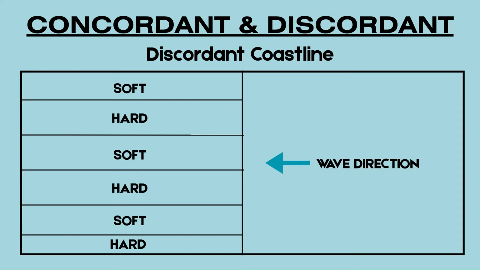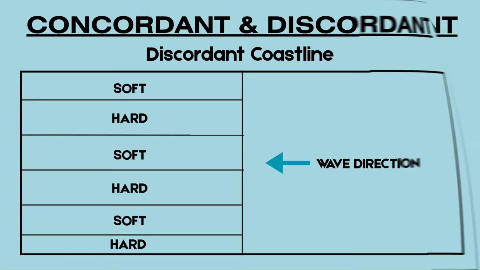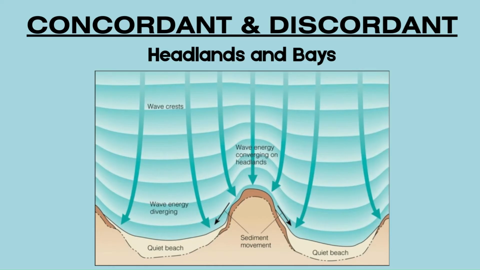Discordant coastlines are where different types of rock run perpendicular to the shore. This means layers of hard and soft rock alternate along the coast. You can see in this diagram how different rates of erosion can occur. On discordant coastlines, headlands and bays form. Over time, the softer rock, like clay or sand, erodes more quickly than the harder rock, like limestone or chalk. This uneven erosion creates bays where the soft rock has worn away, and headlands where the hard rock is left protruding.